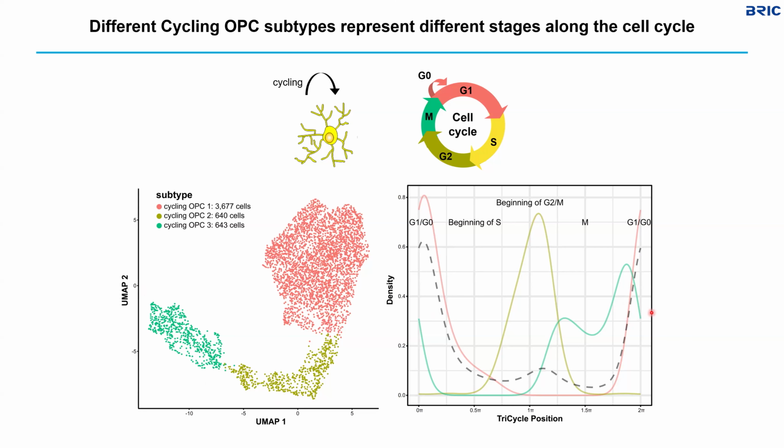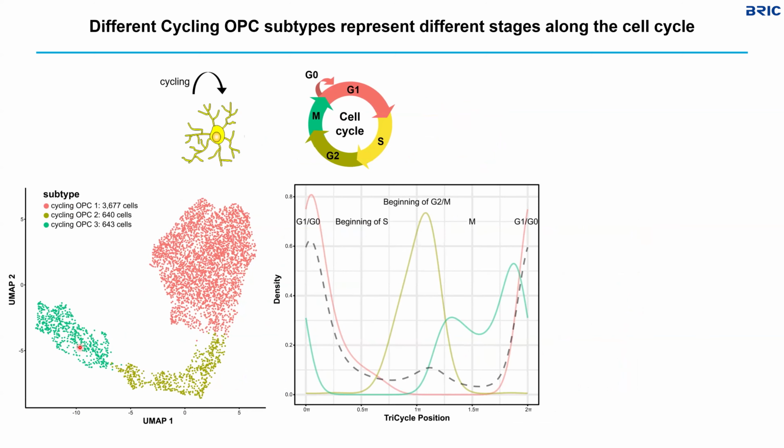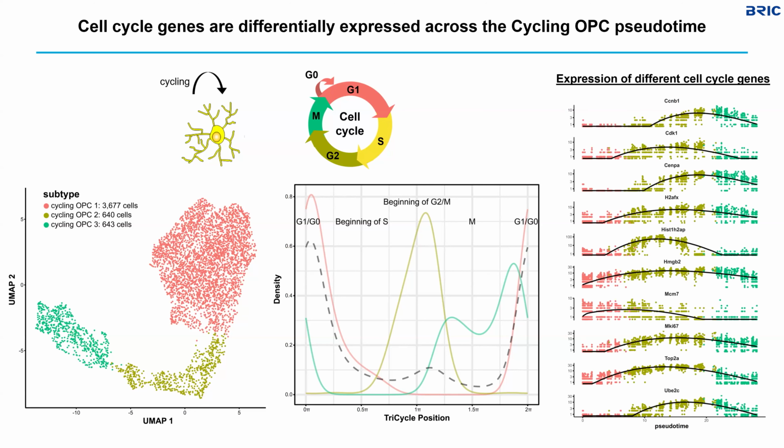And with that, what you can also do is now look at what are the genes that are differentially expressed across this transition. And one of the things that I looked at was expression of different cell cycle genes as a proof of principle. And I was able to show that all across the pseudotime of this cycling OPC progression from cycling OPC1 to 2 to 3, you can see that different transcription factors and cell cycle related genes are differentially expressed along that time course.